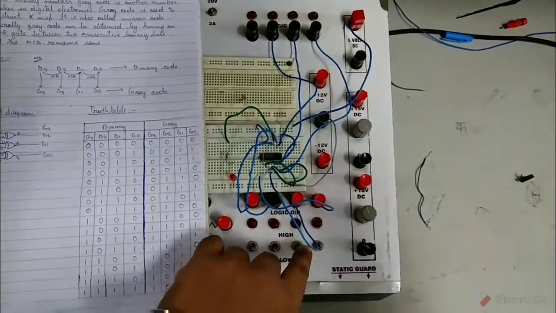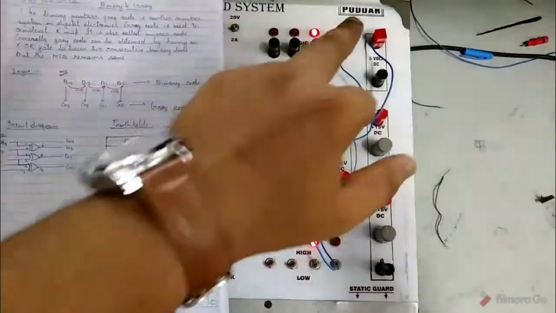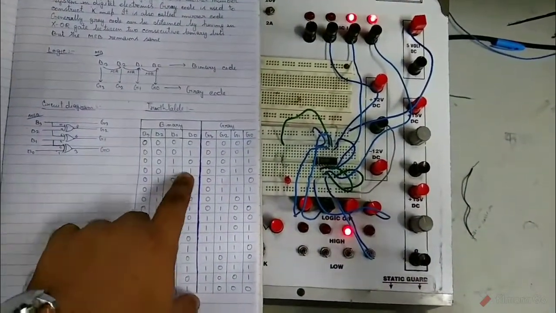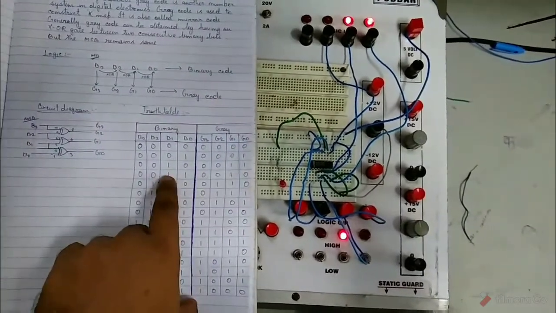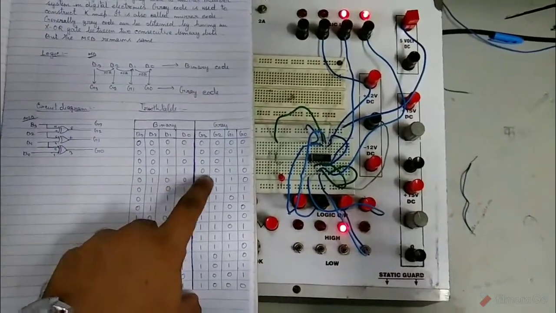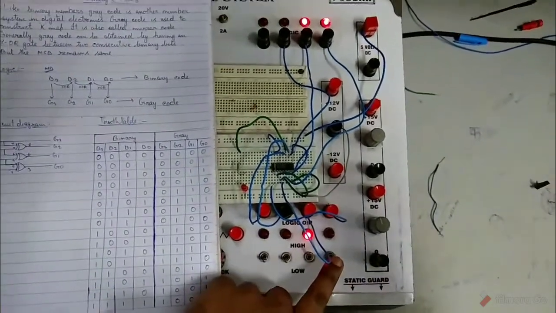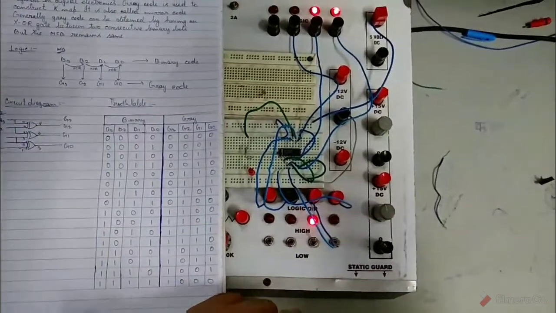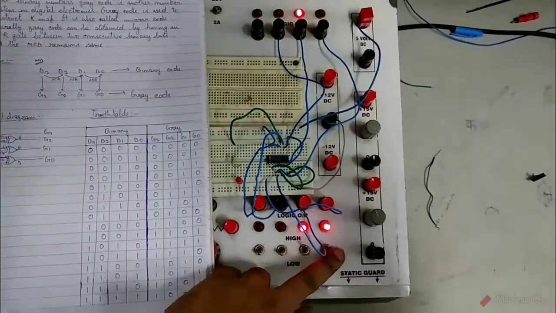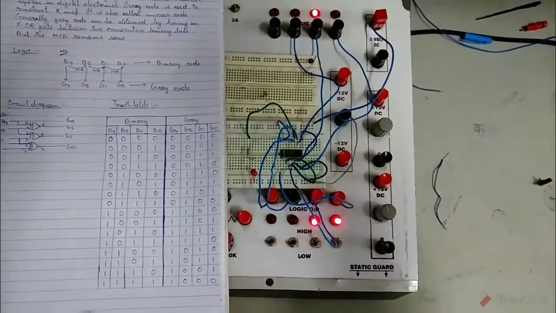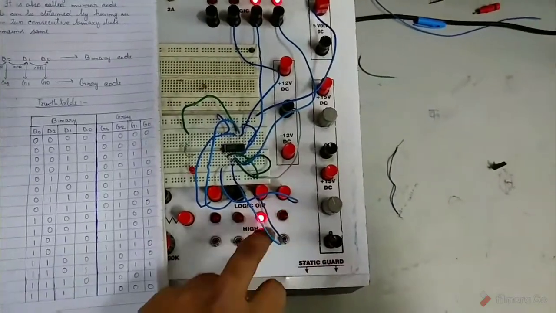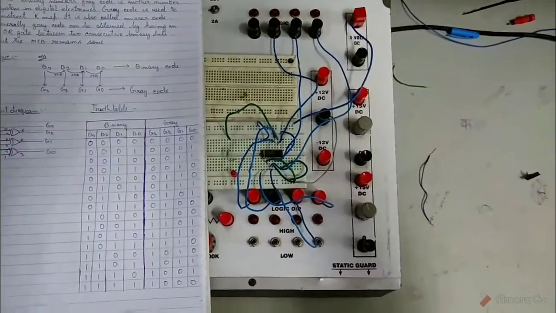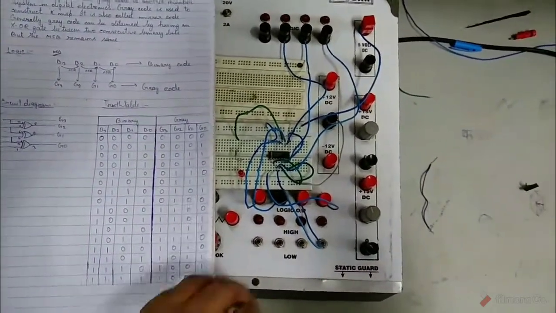See, 0 0 1 0 we are getting 0 0 1 1. Now 0 0 1 1 we are getting 0 0 1 0. This way you can find any binary numbers into gray numbers. 4-bit, obviously 4-bit binary. This is the design of 4-bit binary to gray conversion.